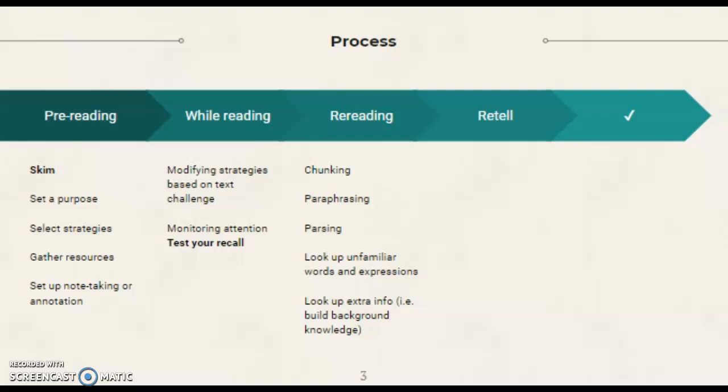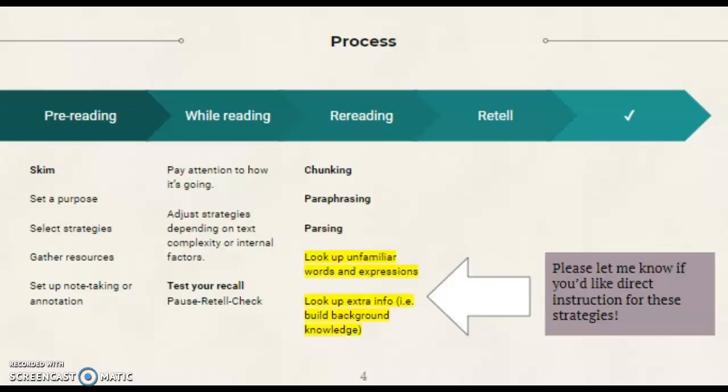So on our process chart, we've got 5 strategies listed. Chunking, paraphrasing, parsing, looking up unfamiliar words and expressions, and looking up extra information to build your background knowledge. We're not going to go over the last 2 in this video, so let me know later if you would like direct instruction for these.